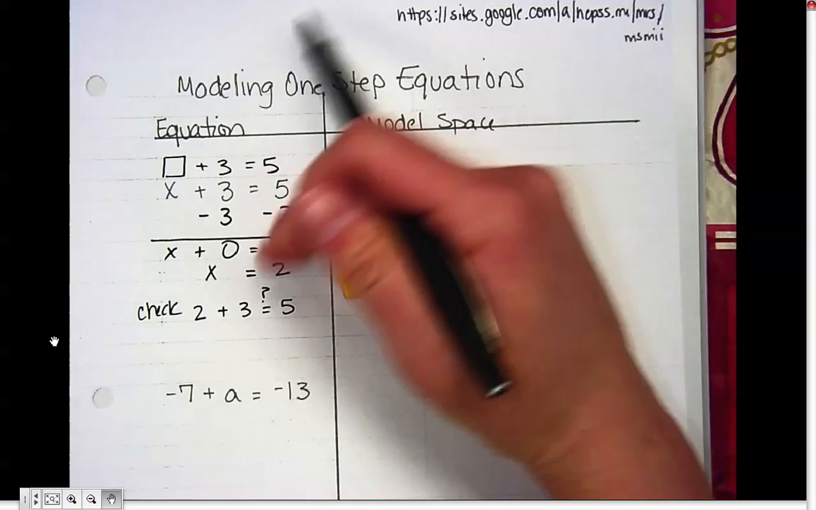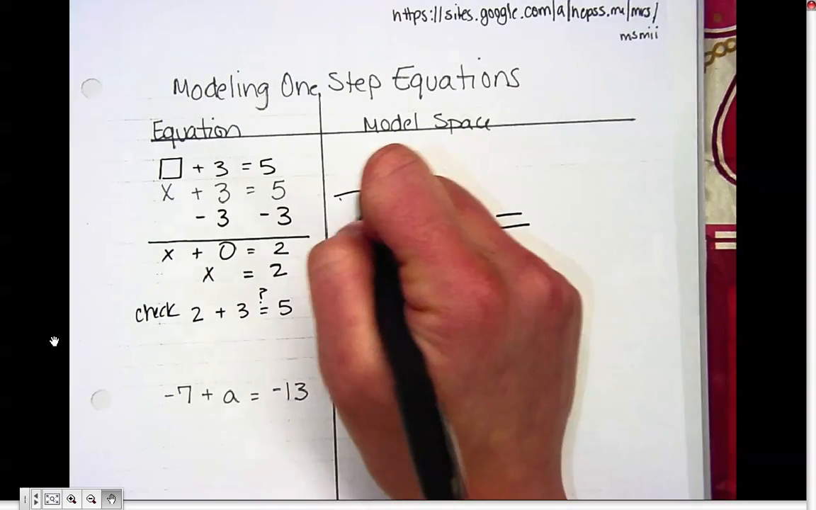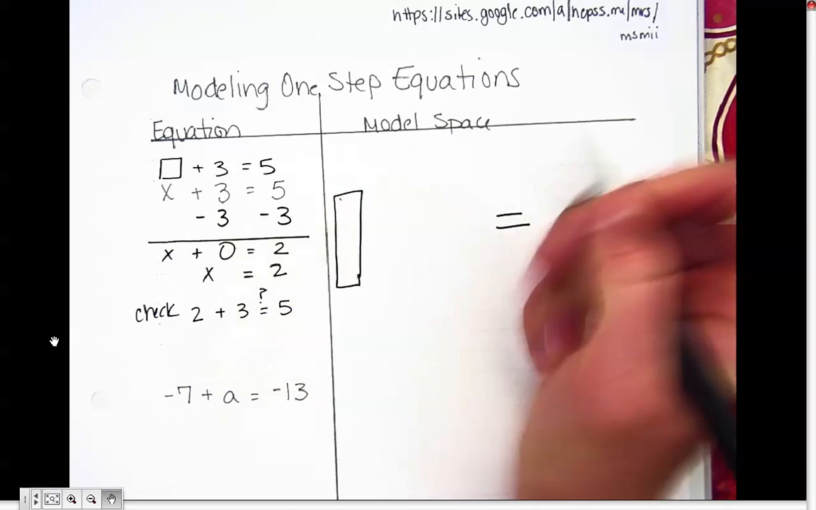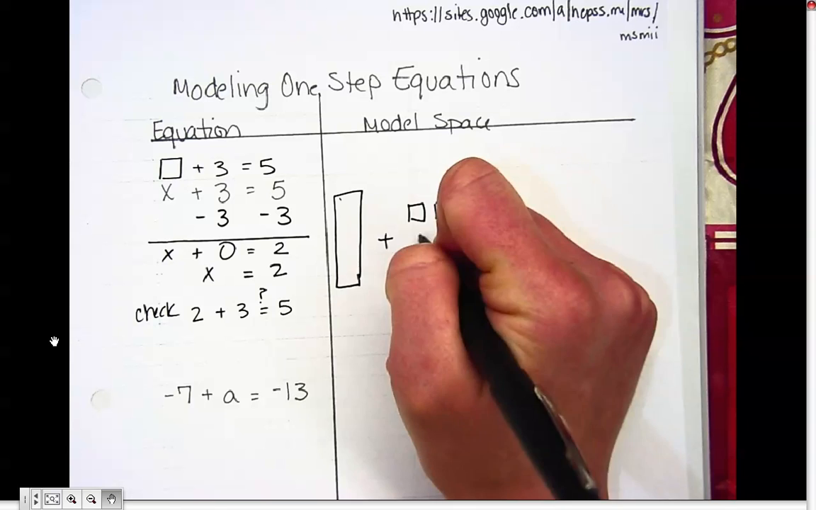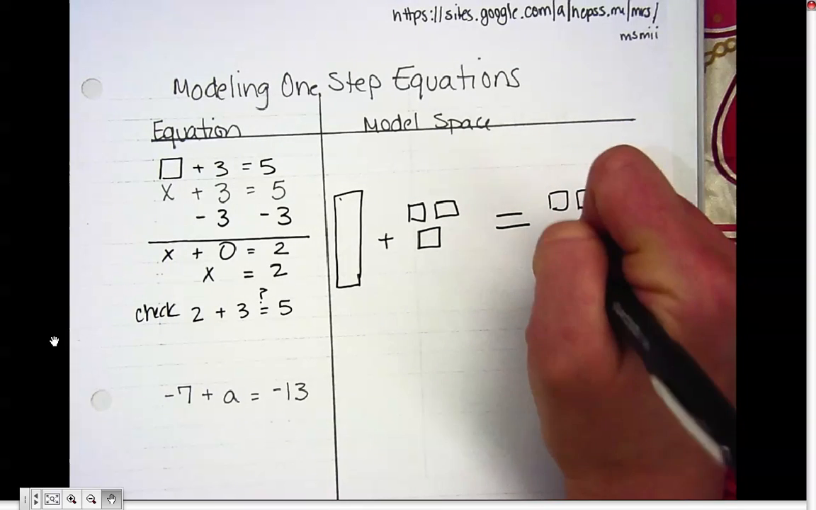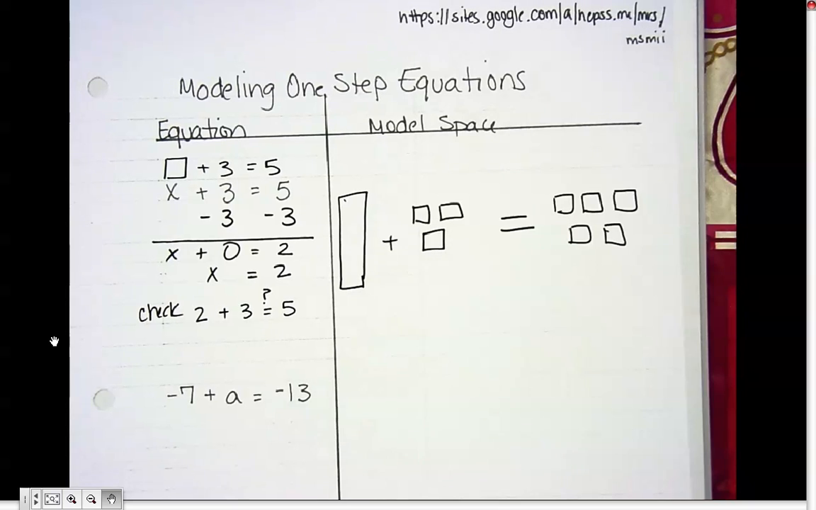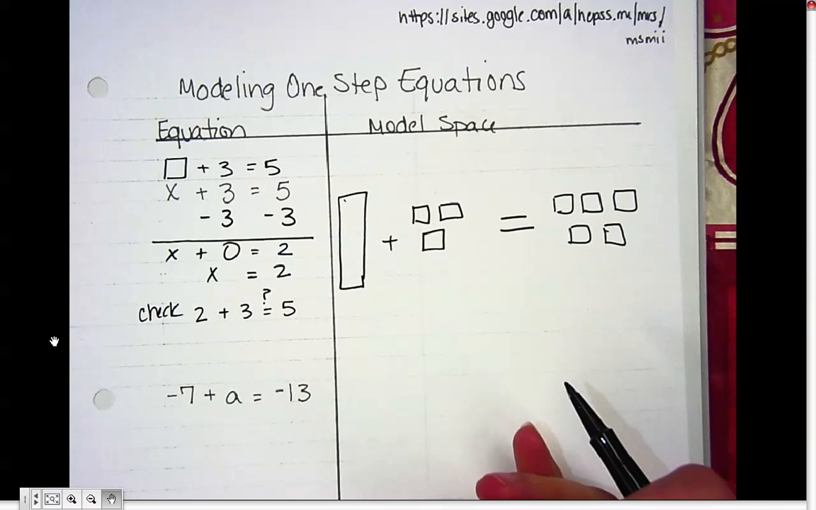So for you, hopefully you followed along and used your pieces, but if not, we can draw this and say a rod plus 3 equals 5, and from there, we take pieces away. Okay, let's take a look at our next problem.